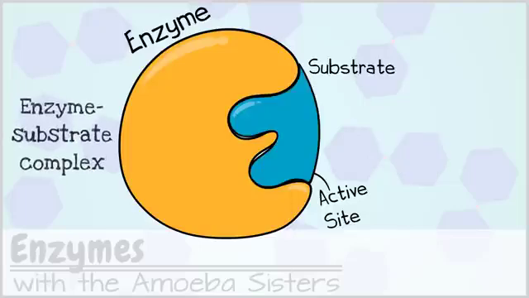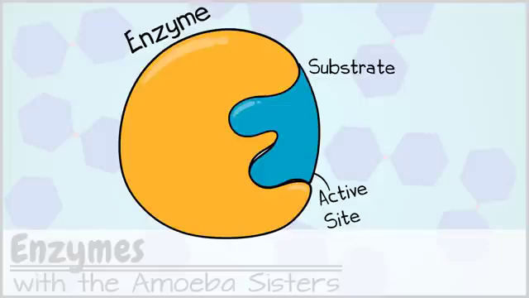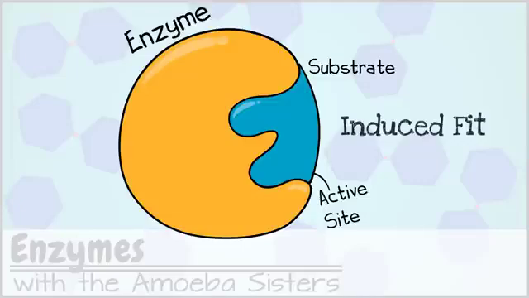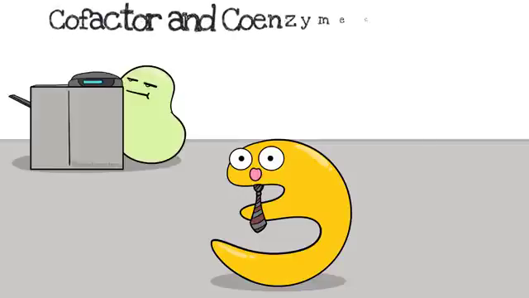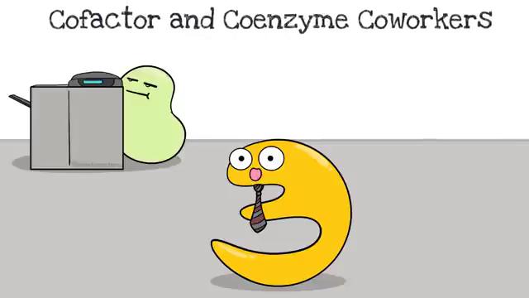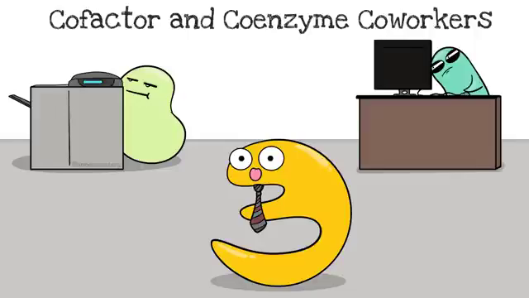It's an enzyme-substrate complex when the substrate is bonded in this active site. And there is likely induced fit, where the active site actually changes its shape slightly for an ideal fit, an enzyme-substrate hug. But the thing is, enzymes often don't do it alone, and they tend to have cofactors, which tend to be inorganic, like zinc or iron, or coenzymes, which tend to be organic, like many vitamins.